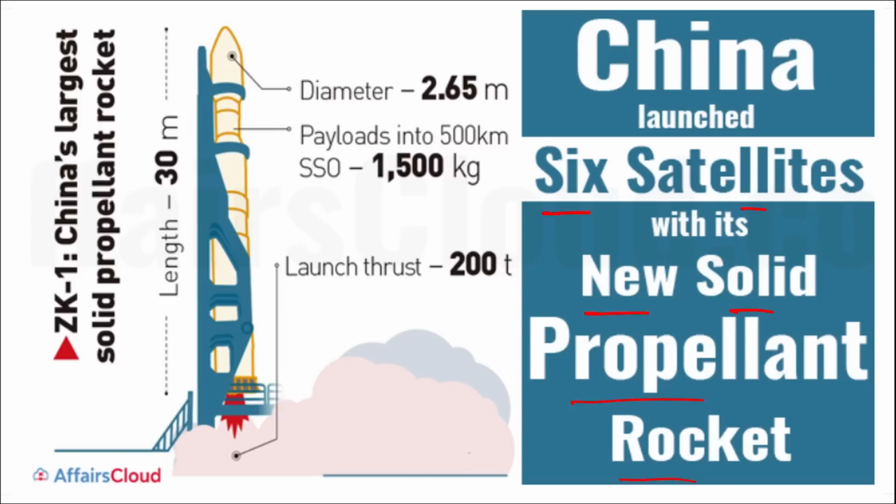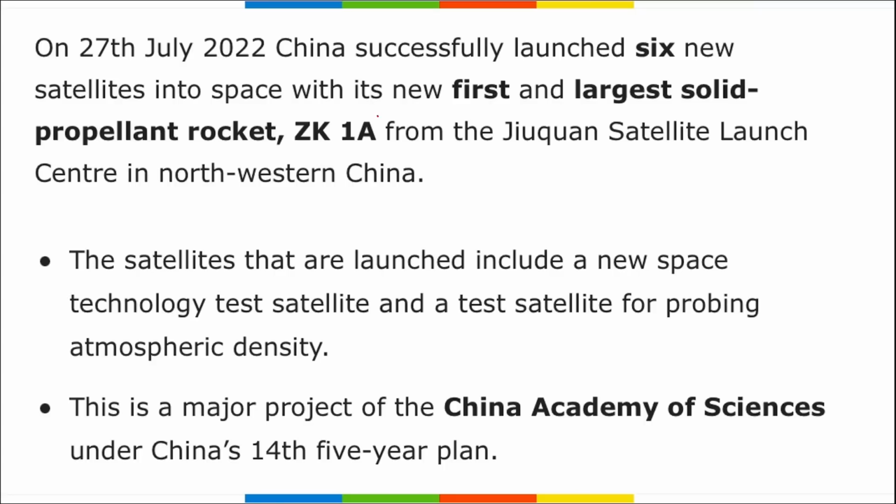Alright, these 6 new satellites were sent into space using its first and largest solid propellant rocket, that was ZK-1A from China. The satellites launched include a new space technology test satellite and a test satellite for probing atmospheric density. This is a major project of China Academy of Sciences under China's 14th 5-year plan. Alright, so remember, using a new solid propellant rocket, China launched 6 satellites into space. The ZK-1A that we were talking about will replace the Long March 11 rocket of China.